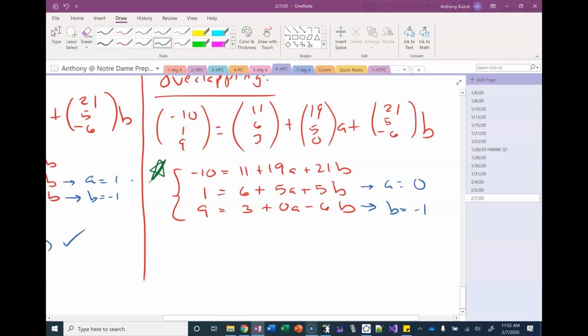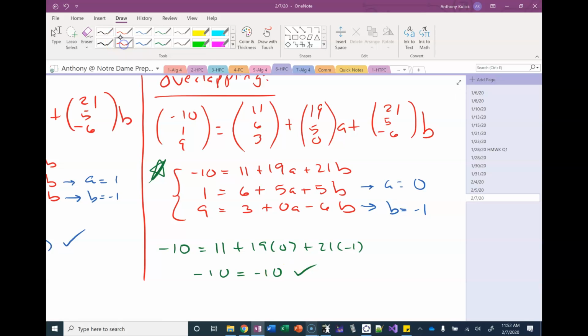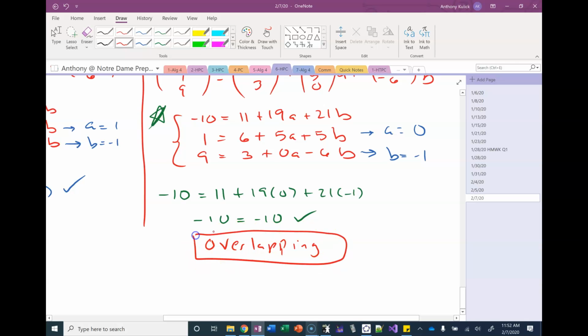And now I'm going to check that against this equation. So we found that they are overlapping. Basically what this means is that line lies in the plane. Everybody okay with that idea?